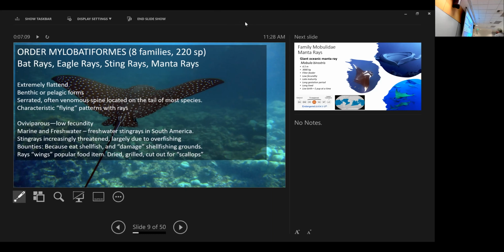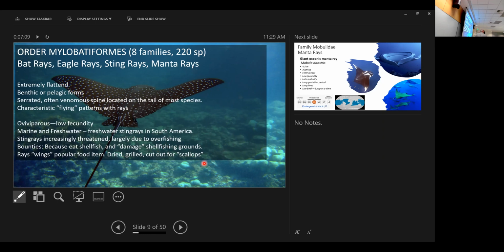Also, the wings are very popular food. The wings, unlike a lot of sharks, which have this very urea-saturated flesh, because that's how they osmoregulate, by leaving waste products inside their tissues to create tonicity with the water. I've spoken about this before. Bat rays tend not to do that for whatever reason, at least in the rays. And so it's a very popular food item, and you can find them dried, grilled, and they cut them out.